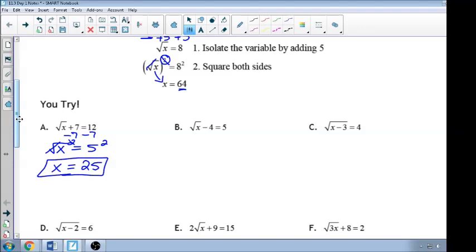Same thing on B. Need to go ahead and move this negative 4. So I'm going to add 4 to both sides. Leaves me with the square root of x equals 9. I'm going to square both sides. So x would equal 81.